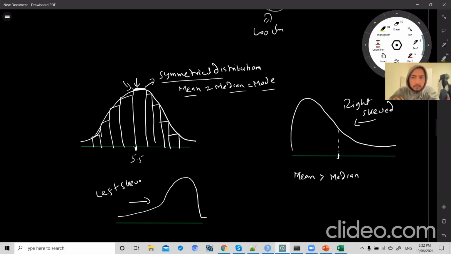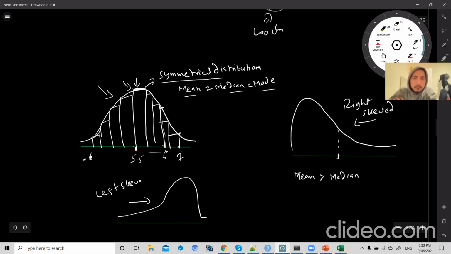And very few students will have a height of 6 feet, so this will be lower here. That means here, this will range here. And very, very few people will have 7 feet height. Very, very few, rare. So you can see this symmetrical distribution applies in our real life, okay?